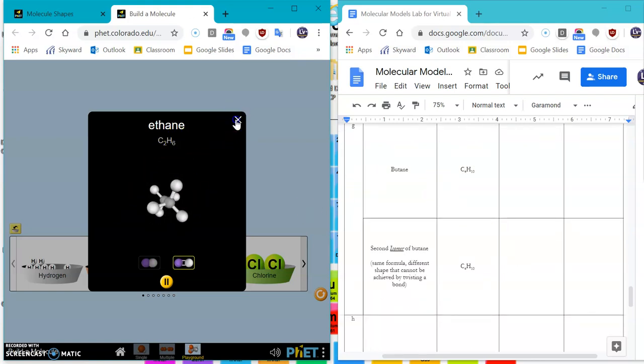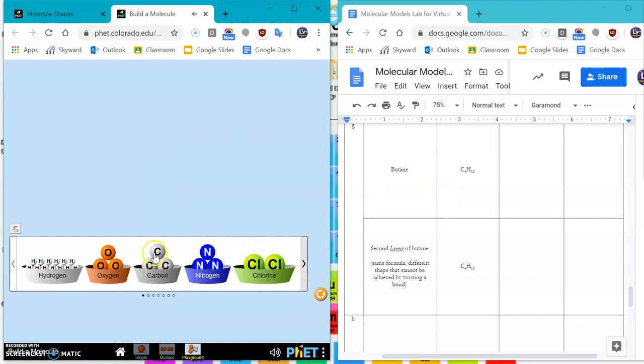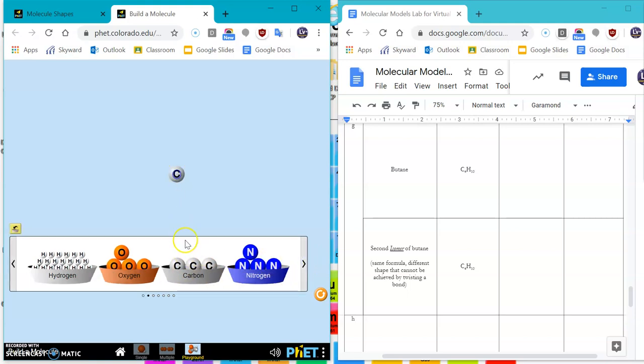And then there are 2 ways to build butane. So butane is 4 carbons, so you have to go over to the 4 carbon one. 1, 2, 3, 4. And then you have 10 H's. 1, 2, 3, 4, 5, 6, 7, 8, 9, 10. That's normal butane.